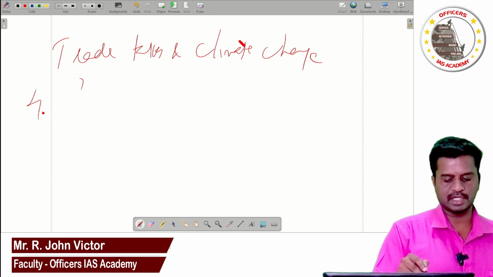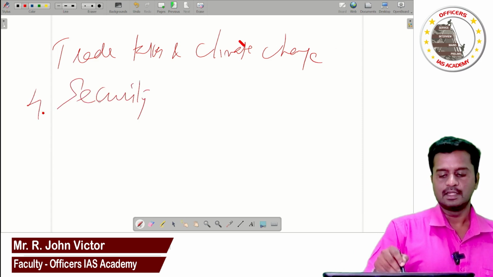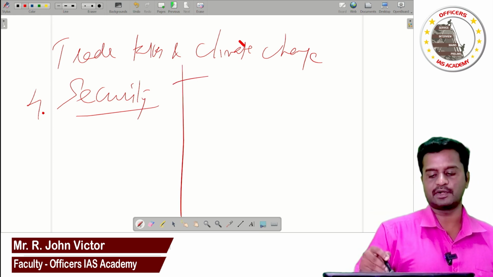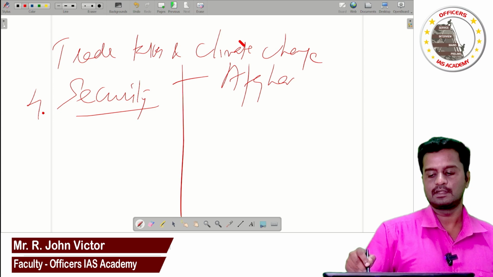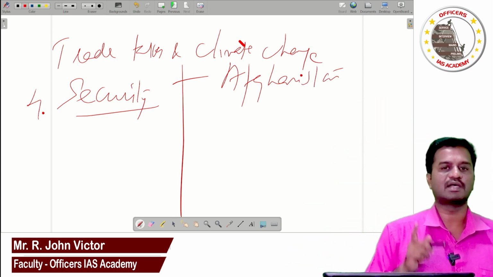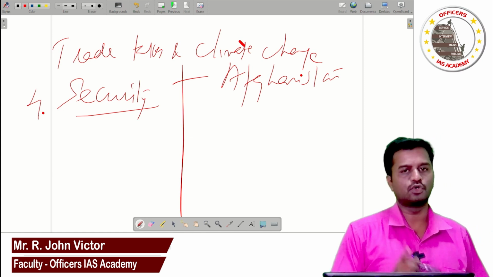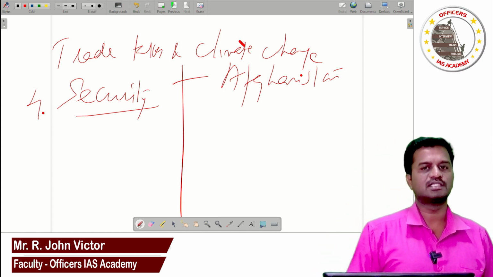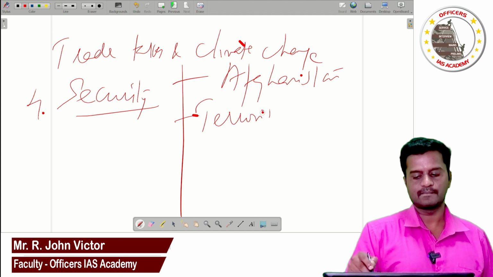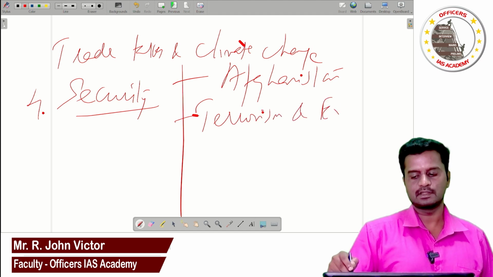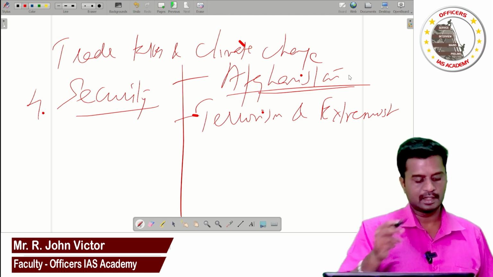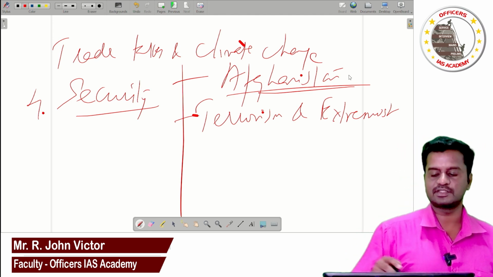Next dimension is security. The most important challenge for India and CAR with respect to security is Afghanistan. Afghanistan borders India and CAR. Currently, Afghanistan is affected by political instability. It is ruled by Taliban. It faces challenge in the form of terrorism and extremism. So mention these points. Afghanistan situation a challenge. Terrorism and extremism a challenge.